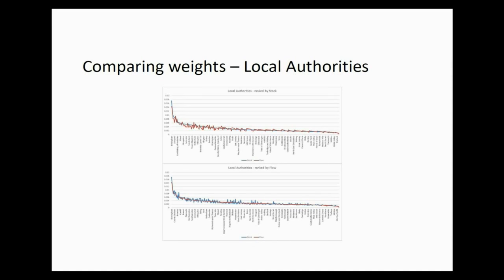Birmingham comes top of both because it's the biggest local authority for both, and probably the Isles of Scilly is the last one. So there you see that the two are obviously related, but there's quite a lot of variation. They don't vary perfectly together by any means.